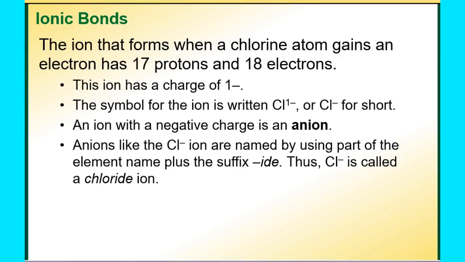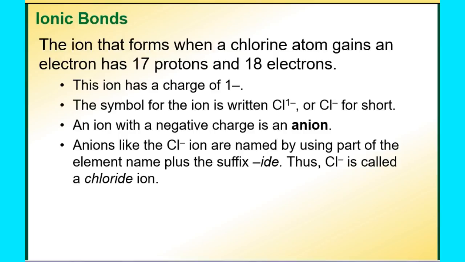The ion that forms when a chlorine atom gains an electron has 17 protons and 18 electrons. This ion has a charge of 1 negative. The symbol for the ion is written Cl1- or Cl- for short. An ion with a negative charge is an anion.